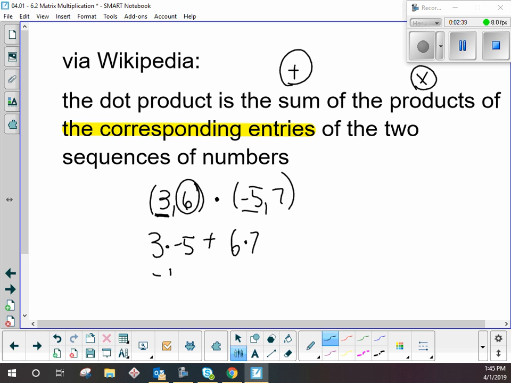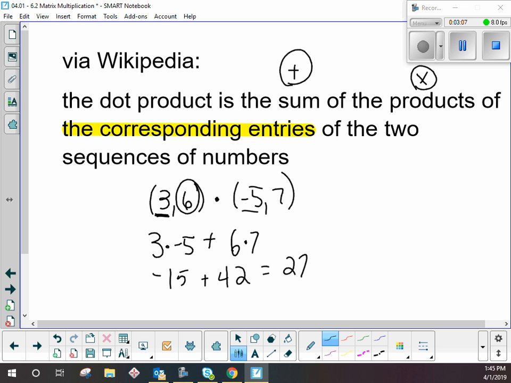So that would be -15 plus 42, which I'm not sure, I think it's 27. Okay, so that gives me one answer. But if everyone in the world was following that pattern of a dot product, they would know that that 27 meant a certain thing that they were all talking about. Right?